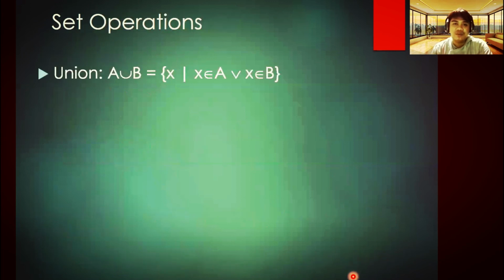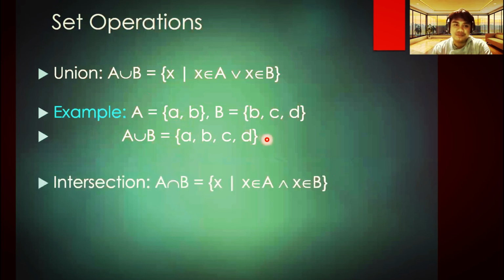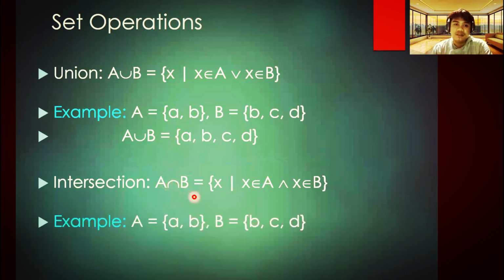And we have set operations. We have union. So we have set A with elements A and B, and we have set B with elements B, C, and D. If we're going to get the union, we're just going to unite all the elements. We have A, B, C, and D. And for the intersection, we are going to get the elements na nasa parehas na A and B. So we have, for example, set A with A and B, and set B with B, C, and D. So we're going to look for elements na nasa parehas na set. So yun yung B. So ang ating intersection ng A and B is a set with element B.